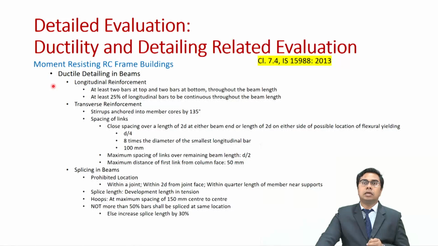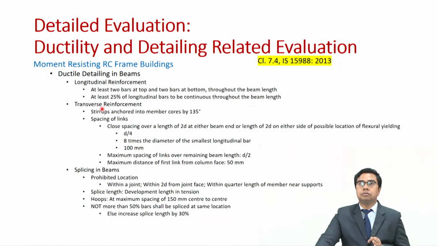Then we will also check the ductile detailing requirements in beams and columns. Related to beams, we will have ductile detailing for longitudinal reinforcement and transverse reinforcement. For longitudinal reinforcement in a given beam, we will have at least 2 bars at top and 2 bars at bottom throughout the beam length. You cannot curtail the bars near the supports even at bottom, even if you do not have any sagging moment over there. Then at least 25% of the longitudinal bars have to be continuous throughout the beam length.